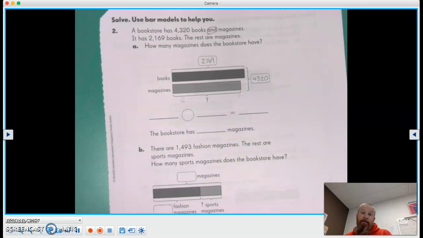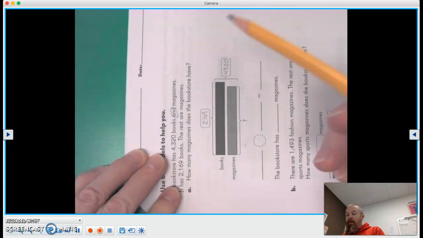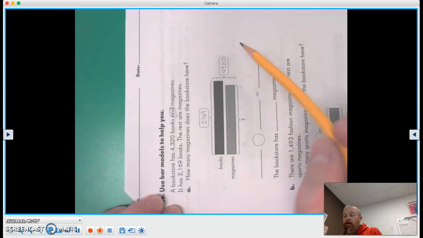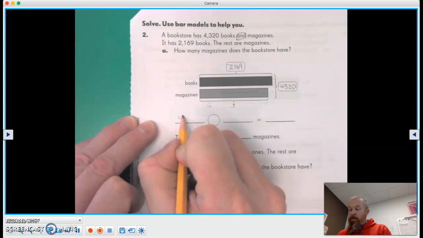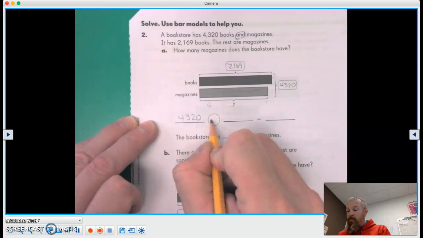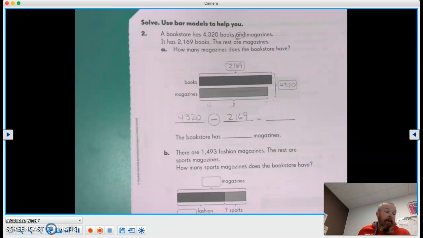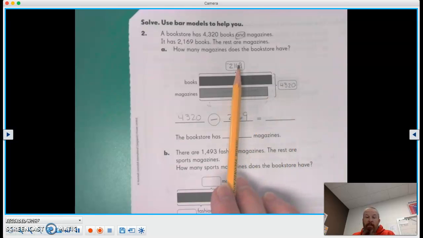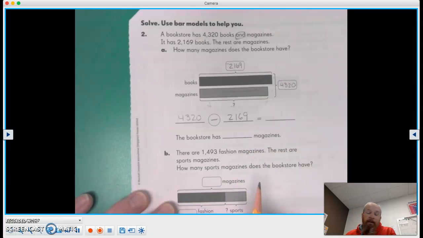This is magazines, okay? So if we're looking at our part whole triangle, we kind of got to go this way now. This is the top, or the whole. This is a part, and this is a part. So we have to take 4,320, and we're going to take away 2,169. The reason we have to take away that number is because if it's that total and they have that many books, that means the rest are magazines. So let's go ahead and set that up.